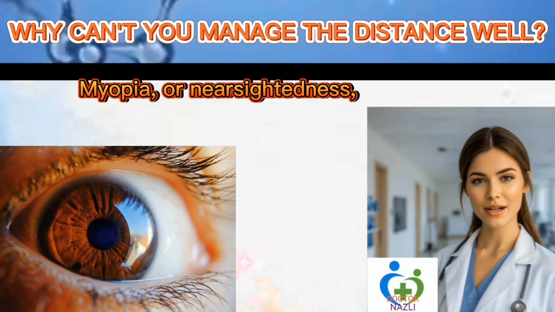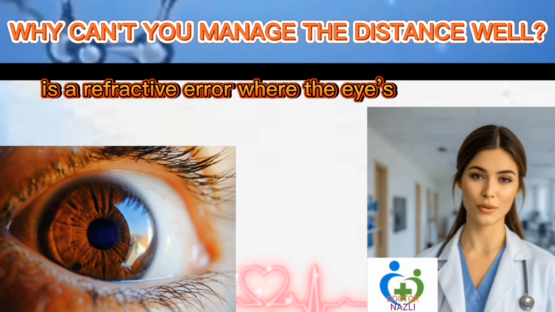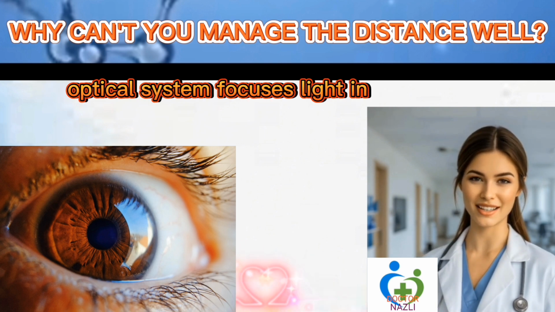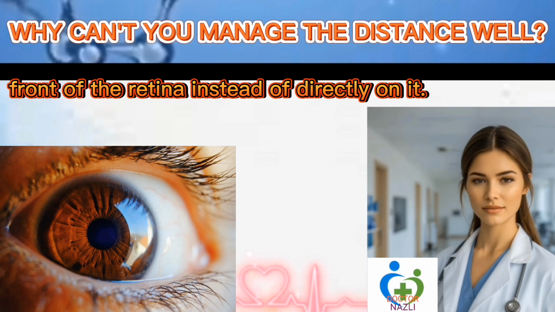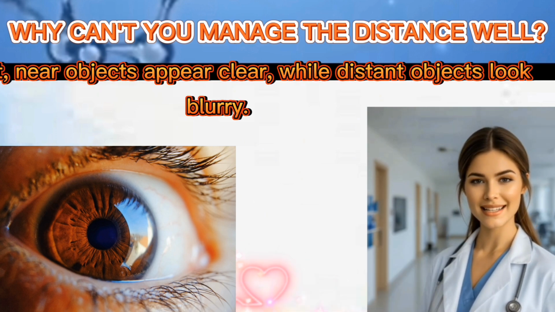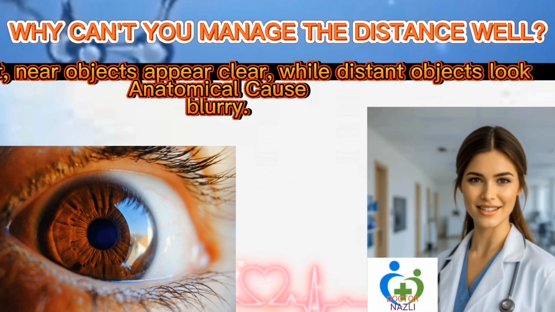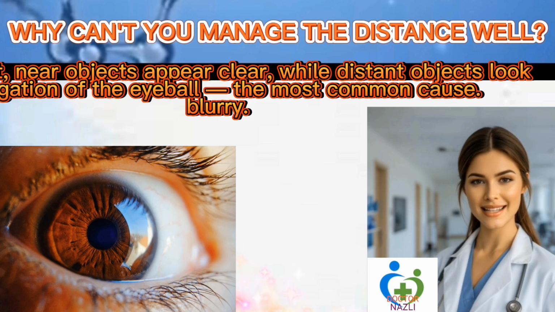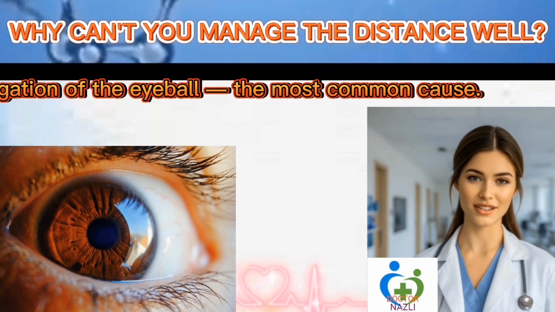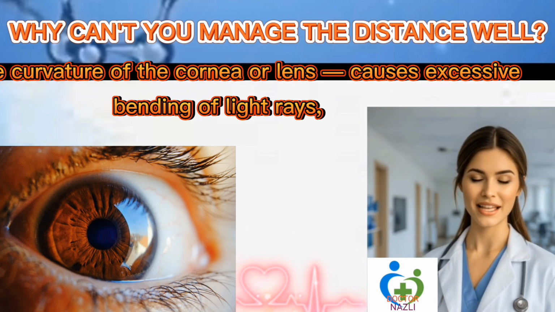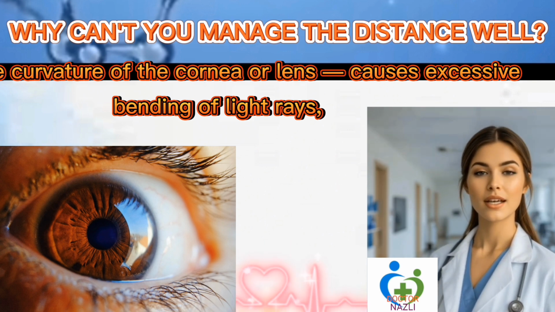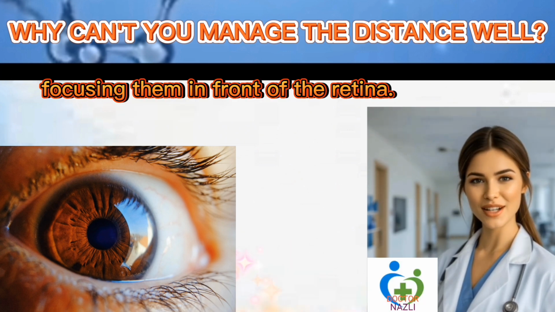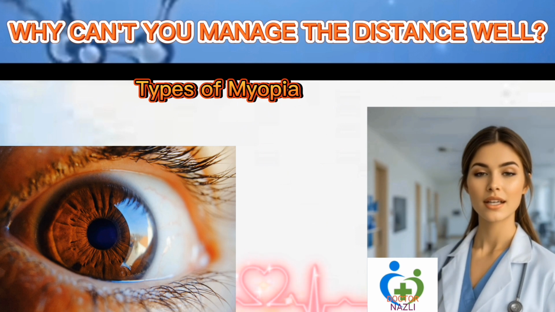Myopia, or nearsightedness, is a refractive error where the eye's optical system focuses light in front of the retina instead of directly on it. As a result, near objects appear clear, while distant objects appear blurred. The most common cause is elongation of the eyeball. Excessive curvature of the cornea or lens causes excessive bending of light rays, focusing them in front of the retina. Types of myopia.